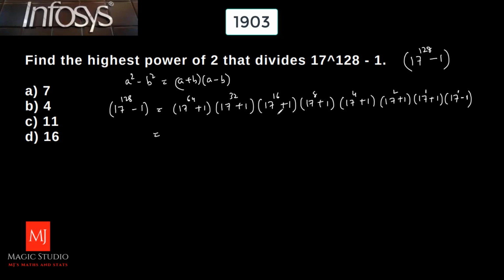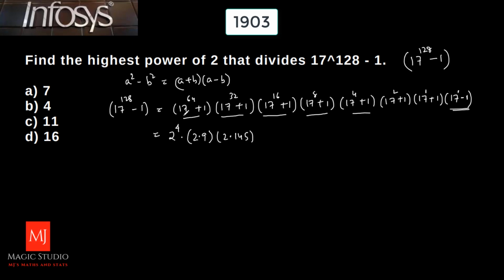Now if we look at this factorization of 17 to the power 128 minus 1, this 17 minus 1 is 16, 16 is 2 to the power 4, into 17 plus 1 is 18, 18 is 2 into 9. 17 square is 289, plus 1 will give 290, that would be 2 into 145. And as we move on with each factor, we can see that this is an even number.